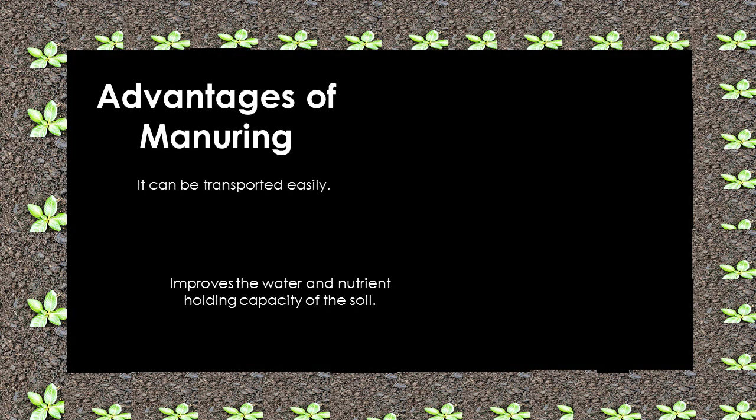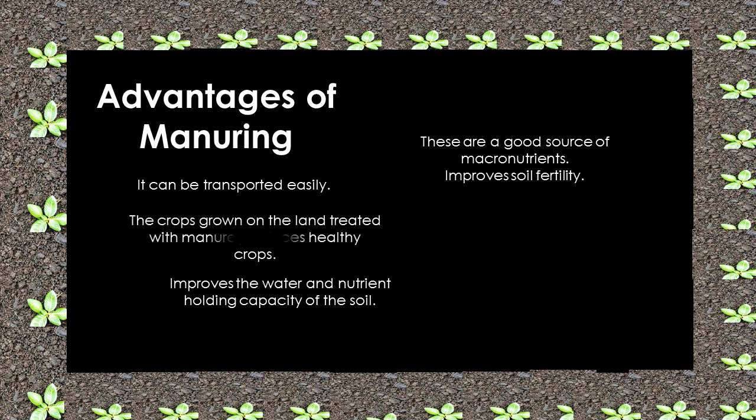Some advantages of manuring. It improves the water and nutrient holding capacity of the soil. It can be transported easily in the soil. They are a good source of macronutrients and improve soil fertility. The crops grown on the land treated with manure produce healthy crops.